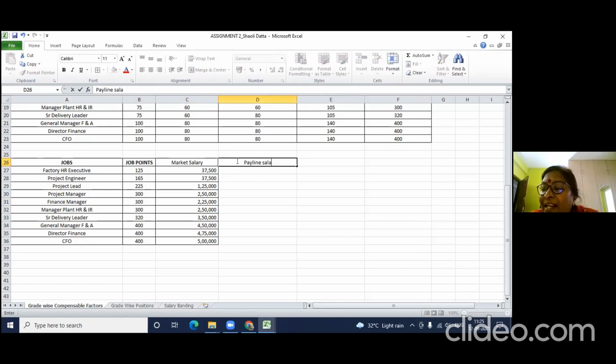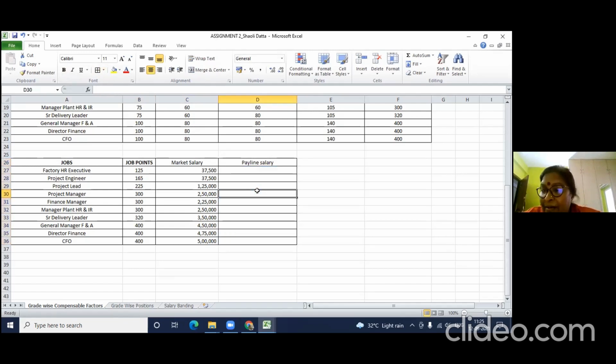Pay line salary means what is the salary you are going to pay? Why did I say pay line salary? Because you are actually going to, first of all, make a pay line. I'll explain to you these terms, very important as a competent person to understand. Now, you have job points, you have market salary. So you are going to do regression.